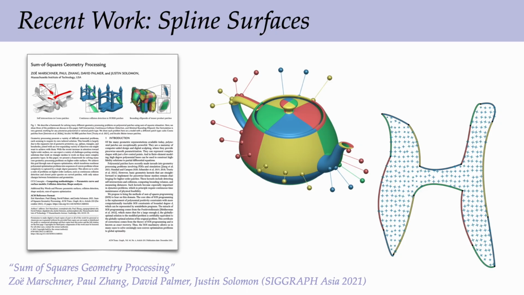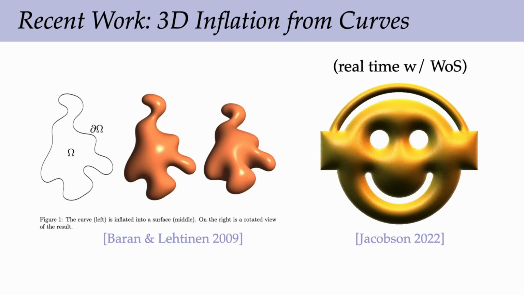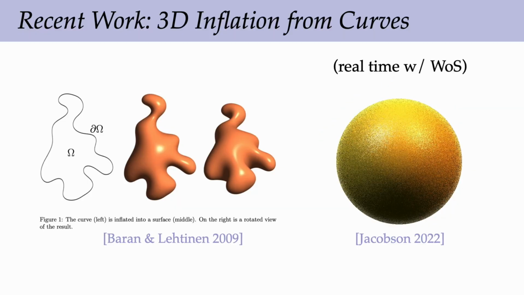So some very nice work on efficiently computing the distance to spline surfaces using sum of squares geometry processing, and also on finding closest points on neural implicit surfaces. So now you can use these closest point queries to directly solve partial differential equations on neural surfaces by running the walk-on spheres algorithm. There are also many very creative uses of PDEs in graphics and geometry processing, for instance, taking a curve and inflating it into a nice surface.